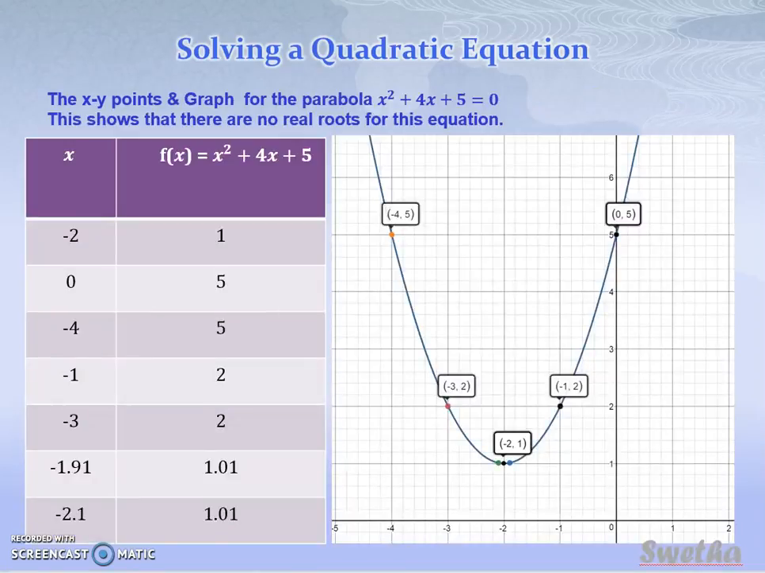From this graph, we can see that the parabola does not touch the x-axis, which shows that there are no real roots. However, there could be imaginary roots. From this, we can also see that there's a y-intercept, which is (0, 5), and the vertex of this equation is (negative 2, 1), and the axis of symmetry is x equals negative 2.